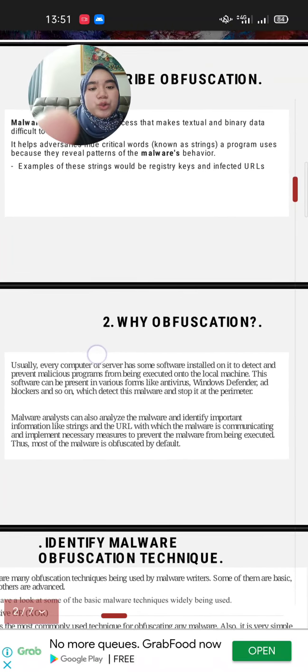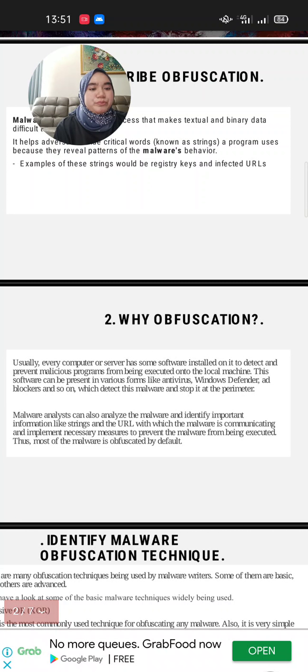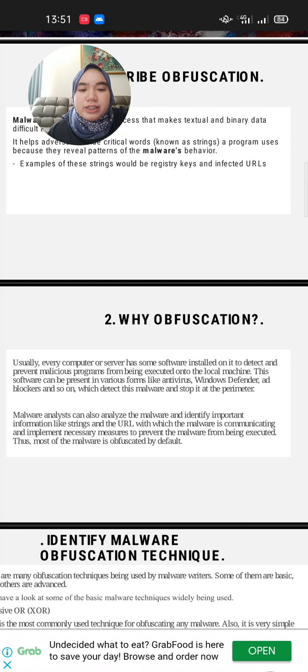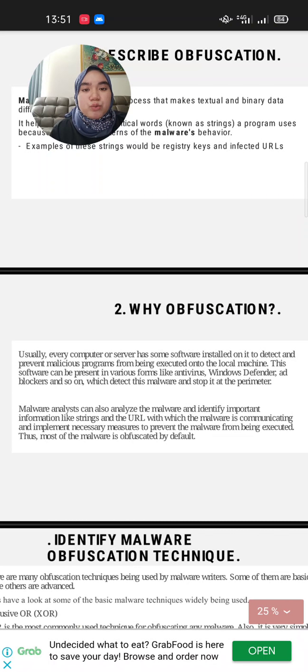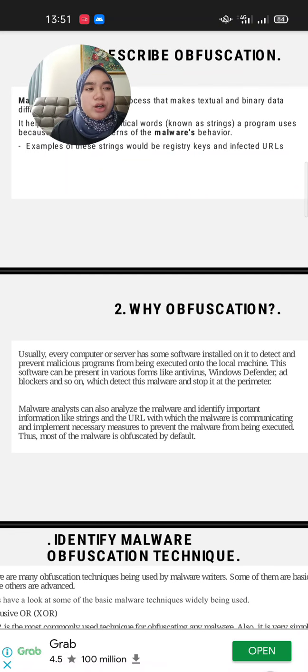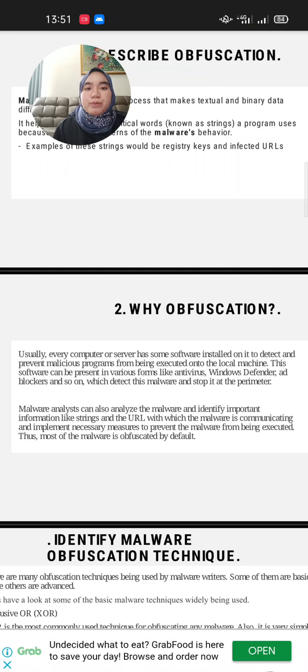Now we move to why we need obfuscation. Usually, every computer server has some software installed to detect and prevent malicious programs from being executed on the local machine. This software can be present in various forms like antivirus, Windows Defender, Adblock, and so on, which will detect the malware and stop it at the perimeter. Malware analysis can also analyze the malware and identify important information like strings and the URLs the malware is communicating with, and implement necessary measures.